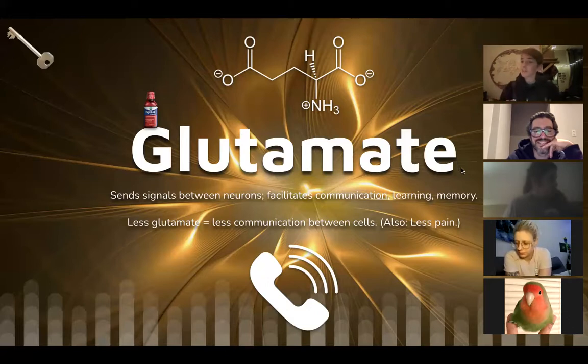So less glutamate activity means less communication between cells, which also means less pain. So if any of you have ever headbanged on ketamine, you might have ended up in the ER for spraining your chest. That is not an anecdote from someone that I know.